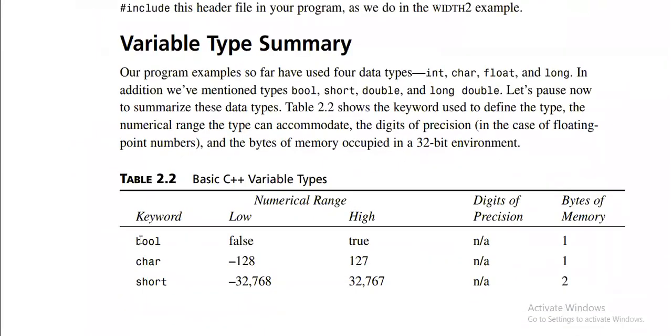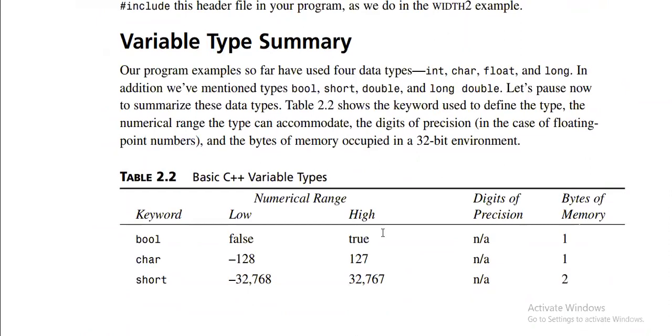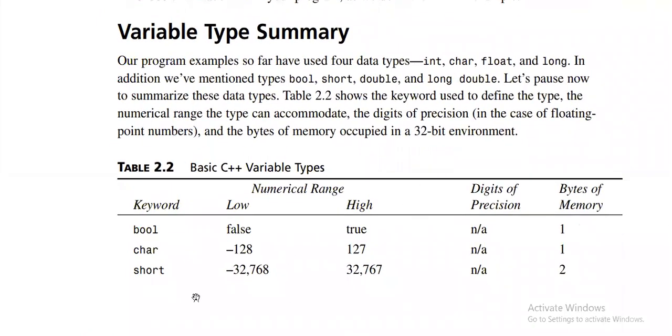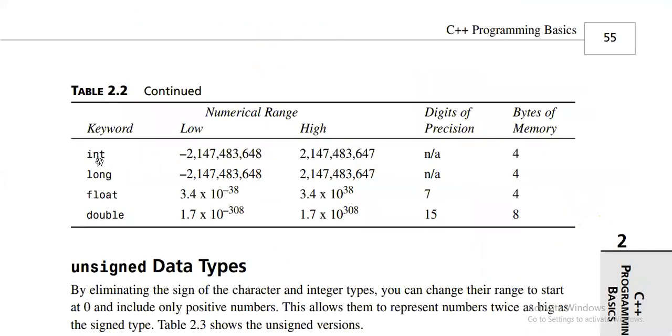So we know that we have these different types of variables in C. We have Boolean that has two options, false and true. In case of character, we have -128 to 127. In case of short variables, we have -32,000 to +32,000, and it takes 2 bytes of memory. Then in case of integer, we have about -2 billion to +2 billion, and it takes 4 bytes of memory, and so on.